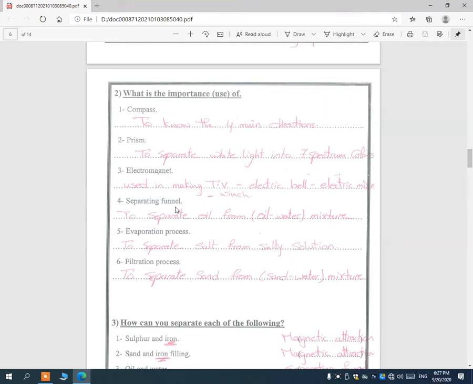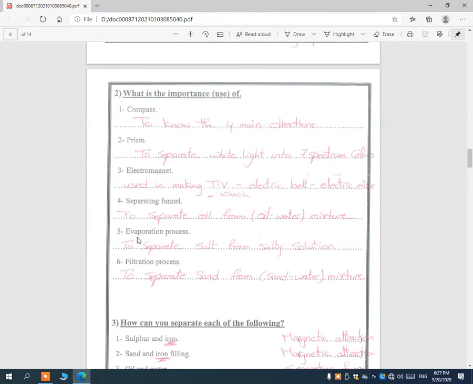Number 4, separating funnel. What is the use or the importance of the separating funnel? To separate oil from an oil and water mixture. We said when we see oil, we must write separating funnel. So the separating funnel is used to separate oil from an oil and water mixture.